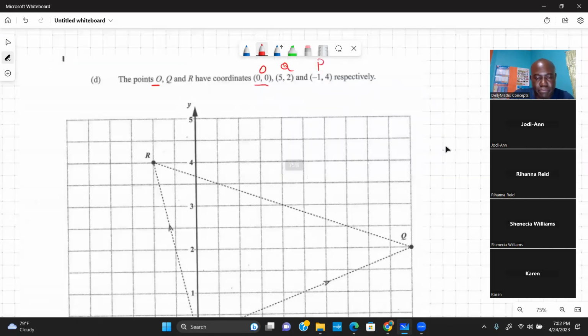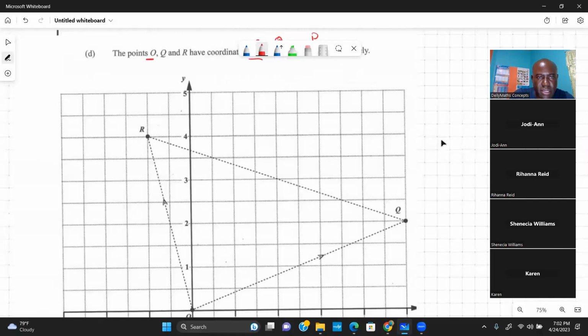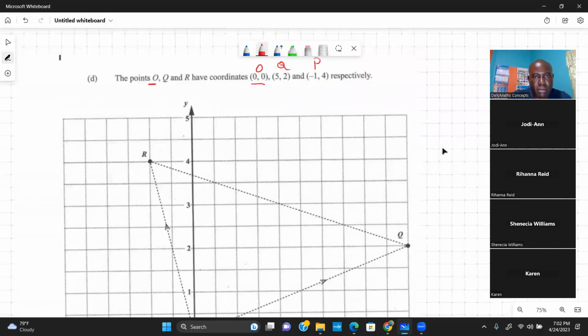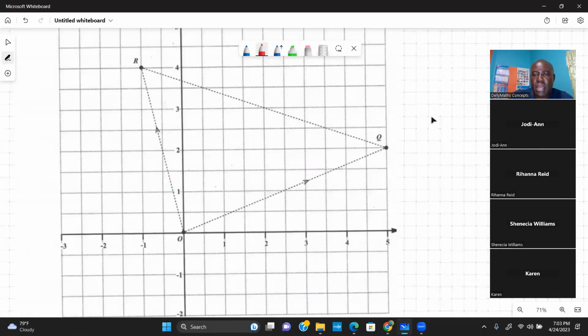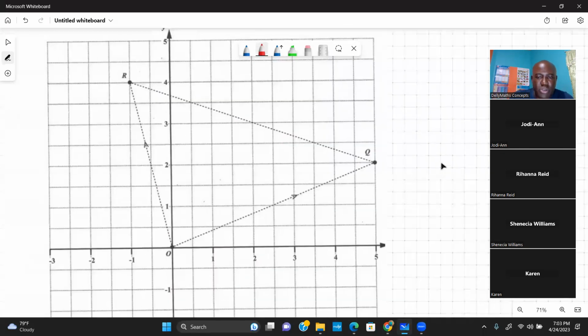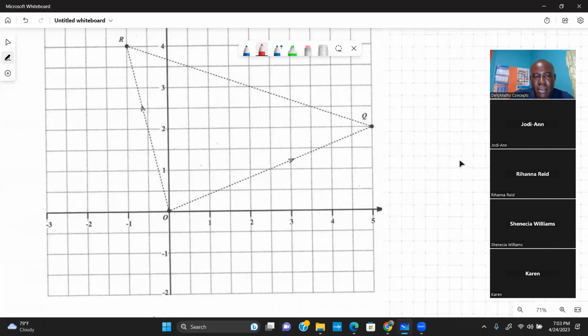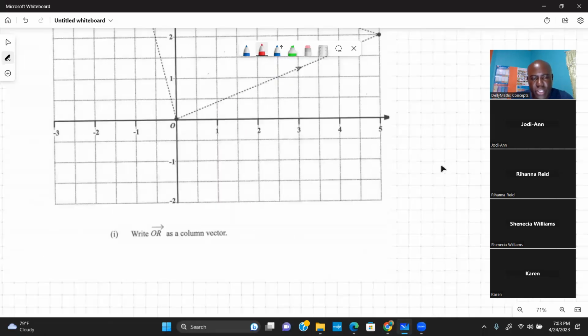Sir, if you remember... Go ahead. That means R. Oh, you're saying I should write this. Okay, let me fix it. All right. So we have the coordinates for the three points you're looking at. Whether or not they gave it to you, you would have seen them. It's there.